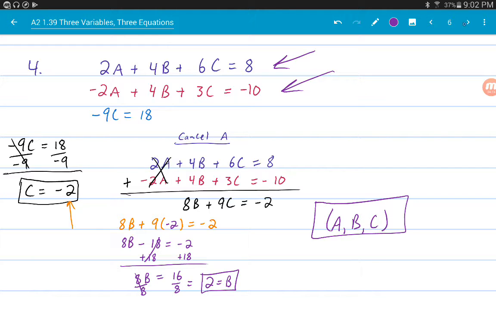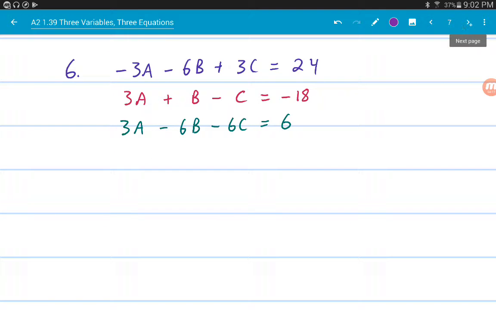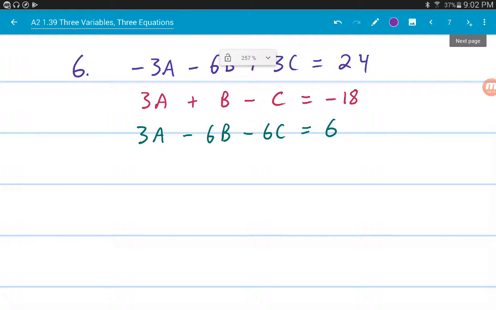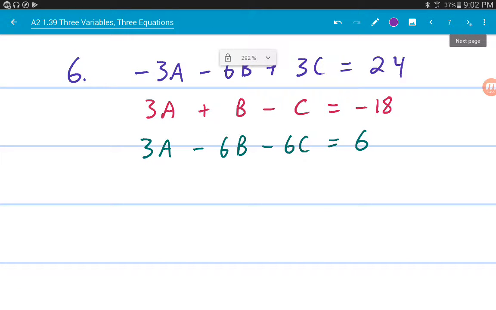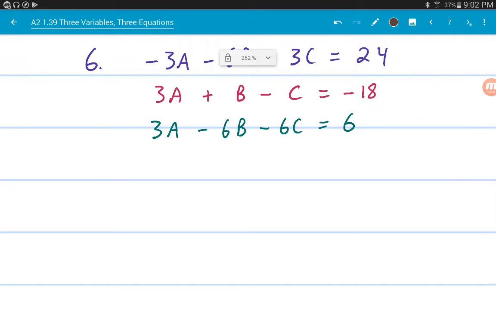On to question 6. Question 6, I don't have any easy shortcuts like I had on question 4. But that's fine, because I actually have some really easy things going on here too. Remember that my first move is to cancel out the same letter. So I could add these together to cancel them, couldn't I? That makes my life easy. And then I could actually add these together to cancel them as well.